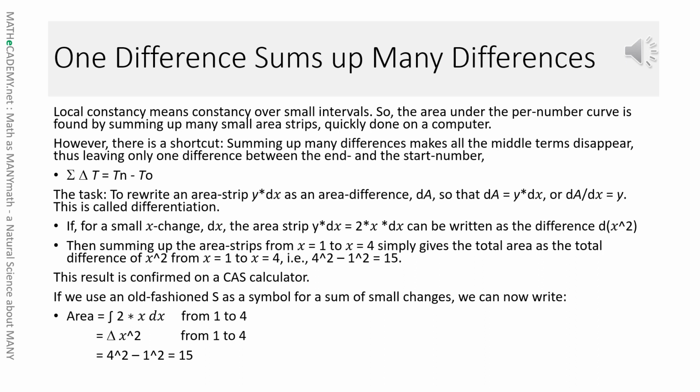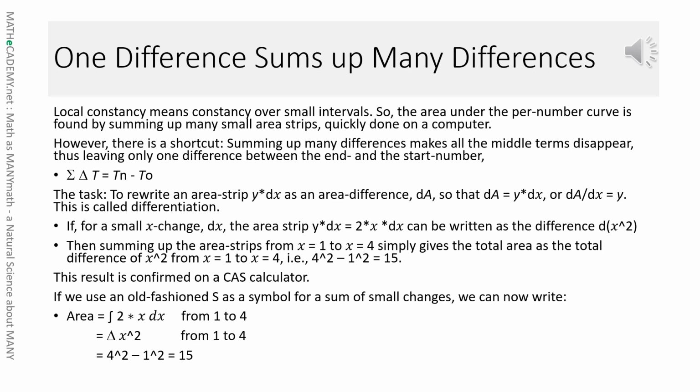Local constancy means constancy over small intervals. So, the area under the paranumber curve is found by summing up many small area strips, quickly done on a computer. However, there is a shortcut. Summing up many differences makes all the middle terms disappear, thus leaving only one difference between the end number and the start number. So, the task is to rewrite an area strip, y times dx, as an area difference, dA, so that dA is y times dx, or so that dA over dx is y. This is called differentiation.